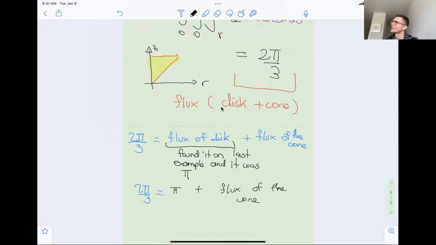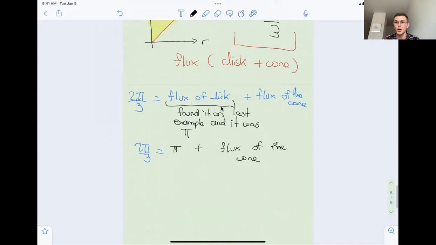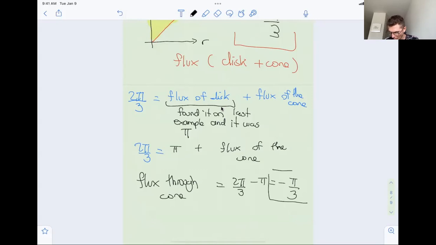So in fact, thanks to the divergence theorem and the fact that we had computed the flux through one of the pieces, we can indirectly find the flux of the cone from this argument. That tells you that the flux through the cone should be 2 pi over 3 minus pi, so it should be negative pi over 3. So that's one way to circumvent doing the calculation of the flux through the cone directly. Is that making sense?